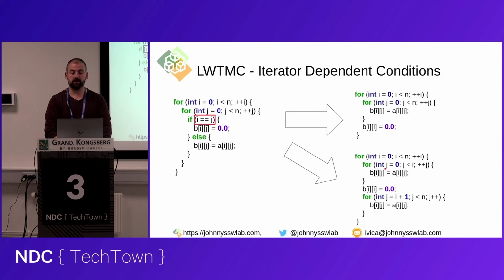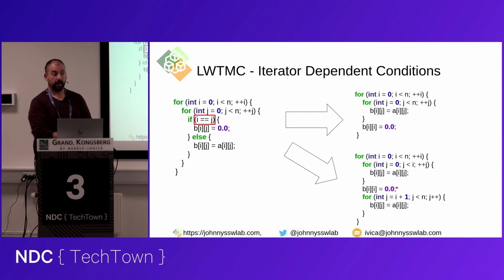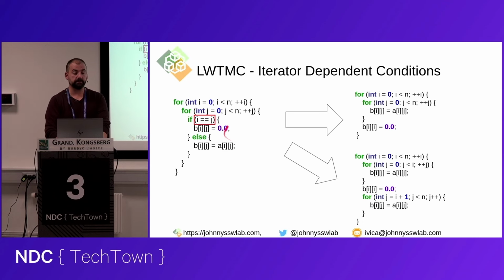Another way to do it is to have 2 loops. The first loop goes from 0 to I, and the second loop goes from I plus 1 to n. And you see inside this loop and this loop there are no conditions, and I have this special case where I know that I is equal to j, and I can perform this kind of transformation. Any questions? Okay, the compilers, in my experience, don't do this kind of optimization, so you would need to do it yourself manually.